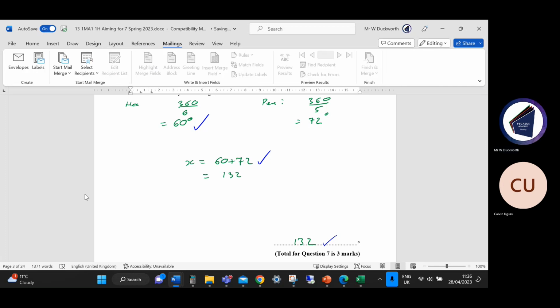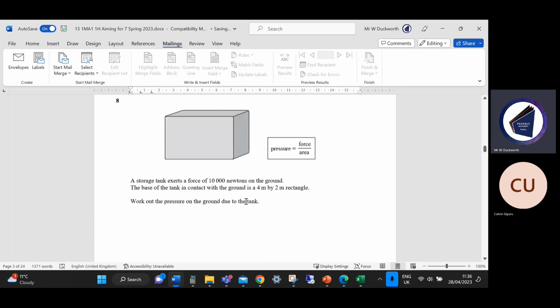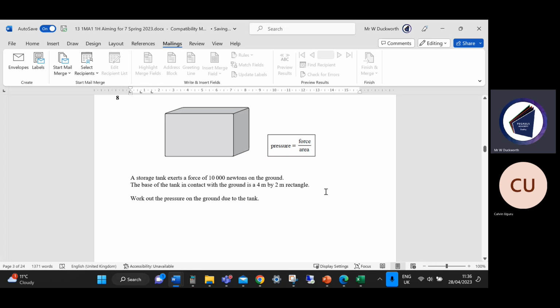Right. Question 8. Storage tank exerts a force of 10,000 newtons on the ground. The base of the tank is in contact with the ground by a 4 meter by 2 meter rectangle. Work out the pressure on the ground due to the tank. So we've got the formula for pressure up here. So we need to work out the area of the tank first of all. So the area is going to be equal to 4 times by 2. So the area would be 8 meters squared.